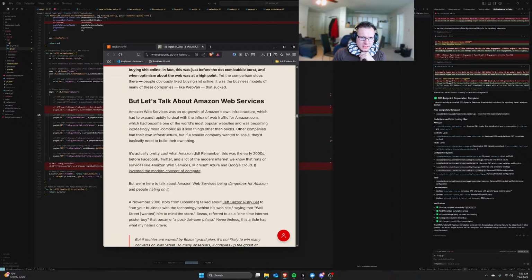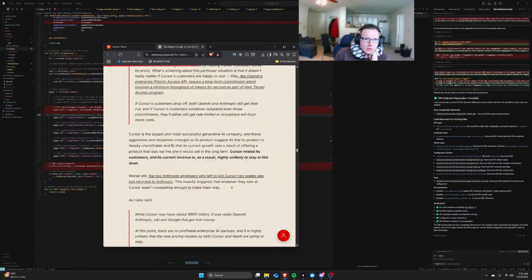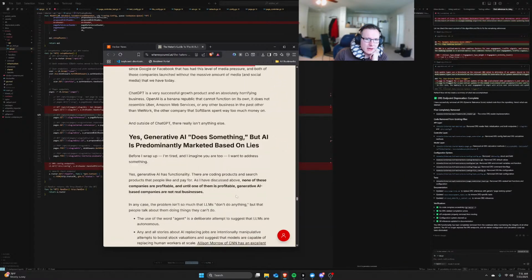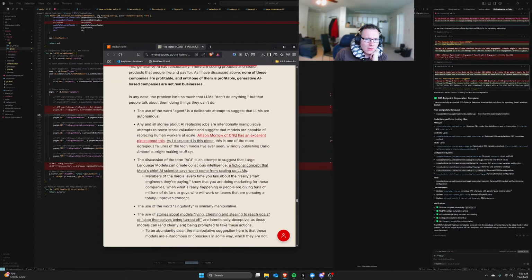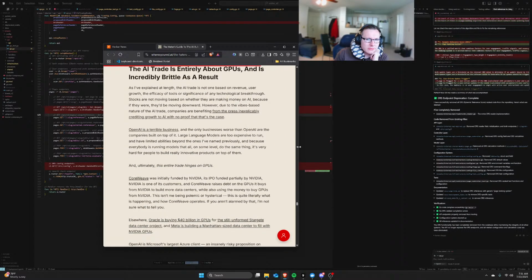Let's talk about AWS. How long is this fucking article? This better be like 90% comments. Holy shit, this article's long as fuck.